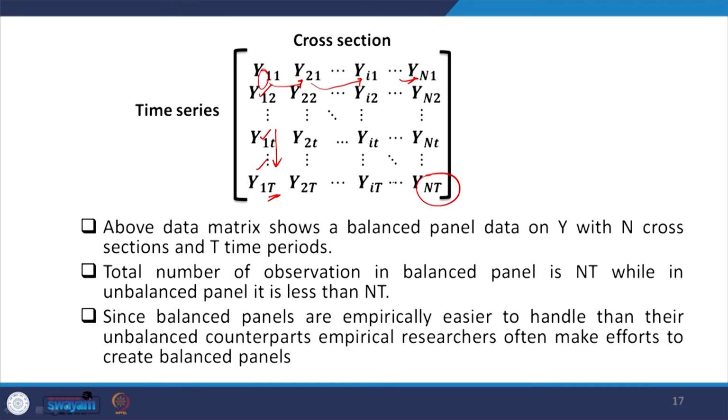Total number of observations in this case is NT. Since balanced panels are empirically easier to handle than their unbalanced counterparts, researchers who do empirical estimation often make efforts to create balanced panels. Okay, so a balanced panel is easy to operate.